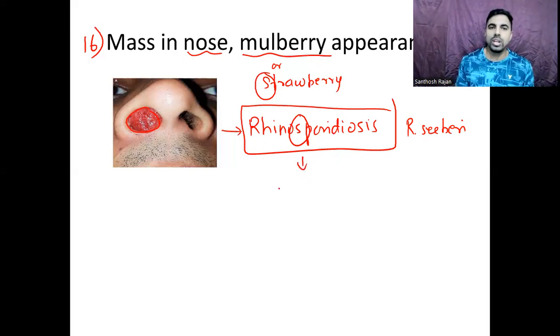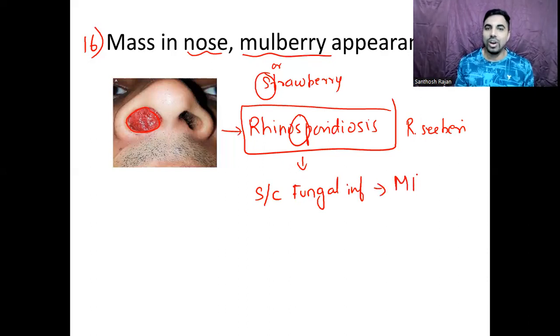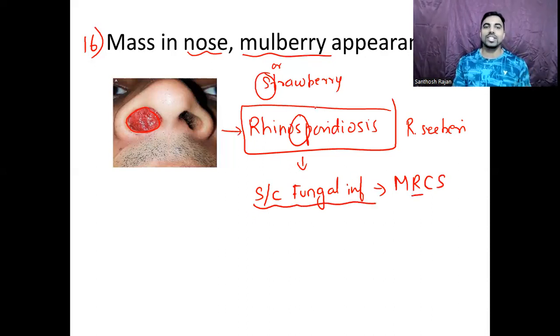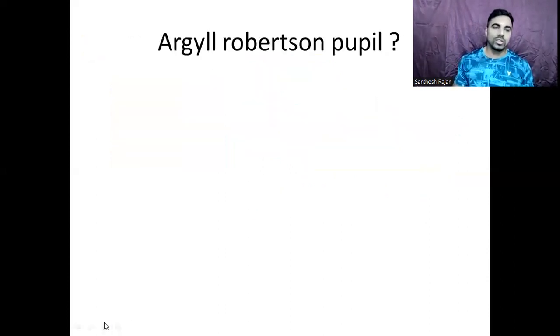rhinosporidiosis, it comes under which one? Subcutaneous fungal infection. Subcutaneous mycosis or subcutaneous fungal infection. If you remember, that is MRCS. You have to learn MRCS to know about subcutaneous fungal infection. Okay. So it's made clear. R for rhinosporidiosis. I don't know exactly what can come, but I think this is the answer. Okay. Right. Now, 17th question.